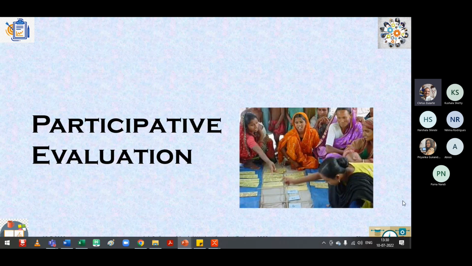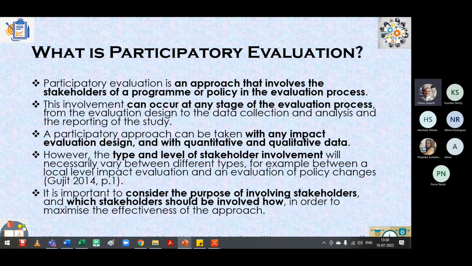Okay. Now I come to the most important part of evaluation, which I think all of us at some point will be engaged in as social development actors, and that is called participatory evaluation. So what is participatory evaluation? As the term suggests, participative. So you are including people in the process of determining whether we have achieved our results or not. This is an approach that involves stakeholders of a program or a policy in the evaluation process.